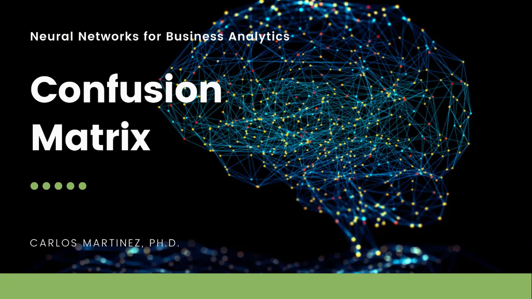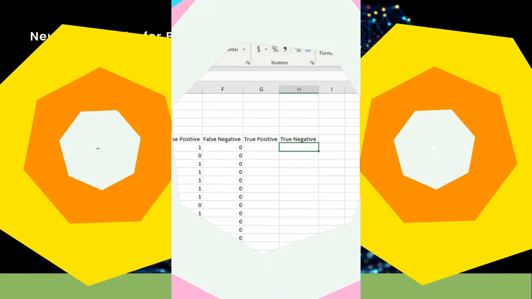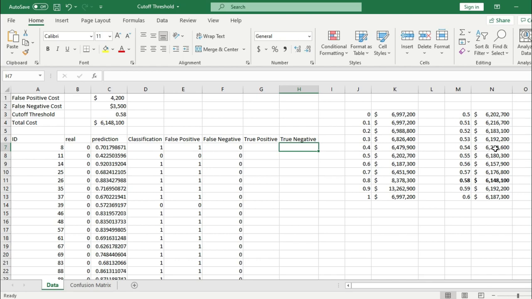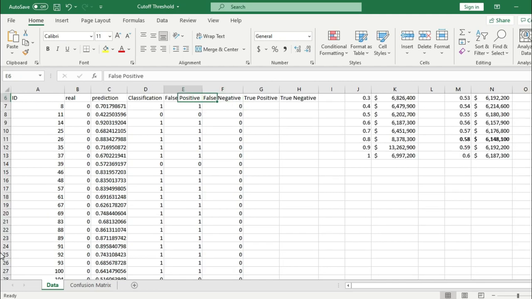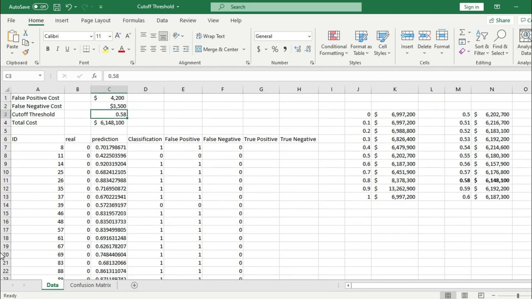Welcome! In this session we will learn to construct the confusion matrix. So we are here in Excel and we have already estimated the false positive and false negative of our classification given our cutoff threshold, and now we are going to estimate the true positive and true negative.